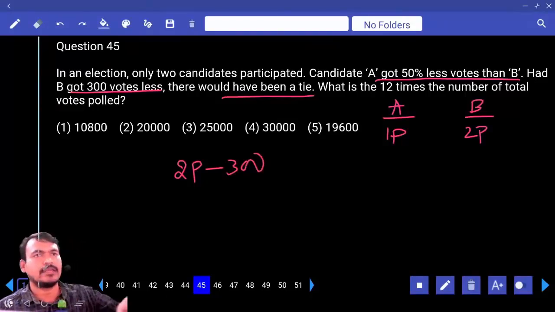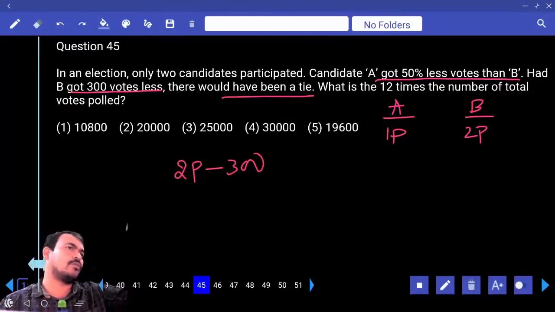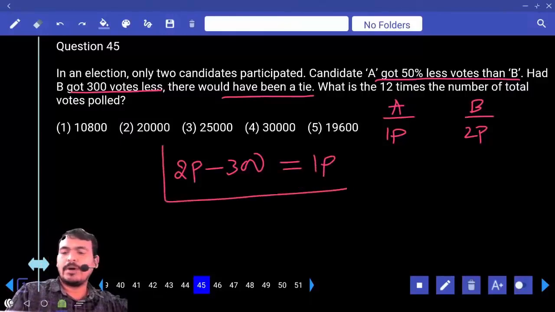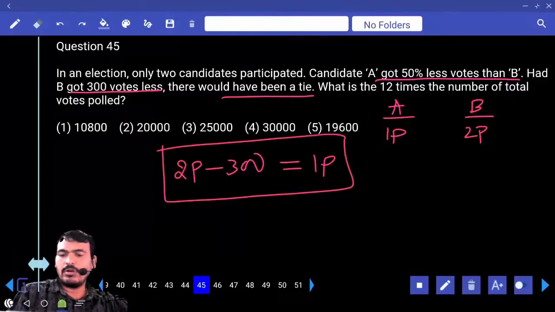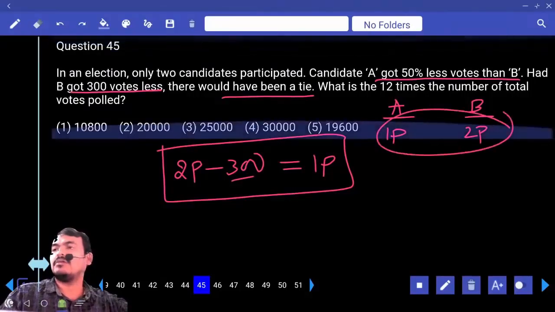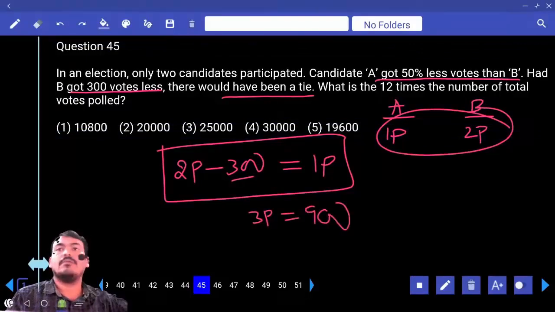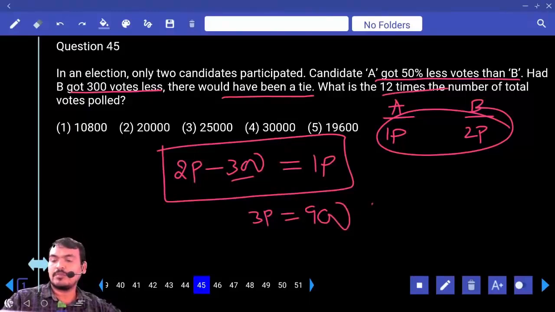2 parts minus 300, it is B votes, which means it is equal to which one's votes? A votes or not? A is how many parts? 1 part. What is the difference between 2 parts and 1 part? 1 part. What is the 1 part value? 300. But we require total votes. How many parts? 3 parts. What is the 3 parts value? 900 or not? But we require how many times of the total number of votes? 12 times. It means multiplied by 12 times or not?